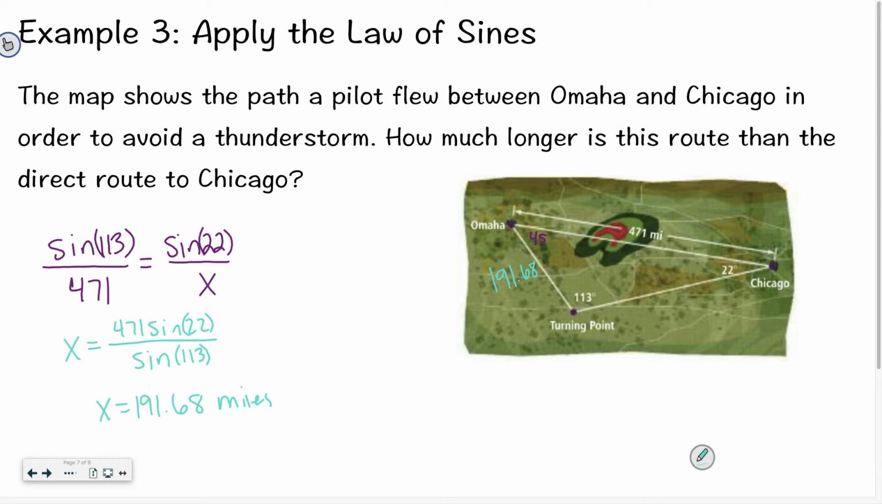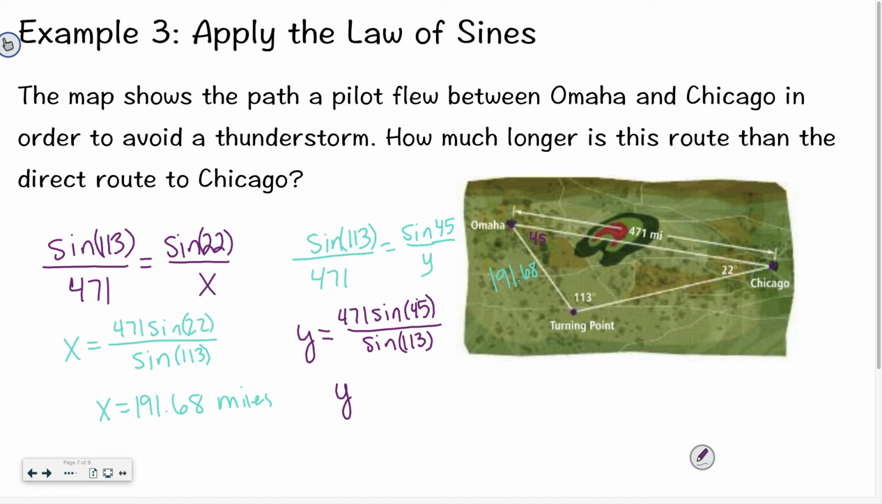And then I can set up another proportion. I can say sine of 113 still over 471 equals sine of 45 over, and how about I use y? Then if I cross multiply and divide, in my calculator I would type in 471 sine of 45 divided by sine of 113, and then I would hit enter, and when I do that, I should get that that distance is about 361.81.